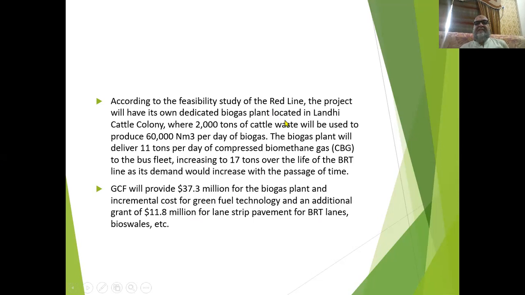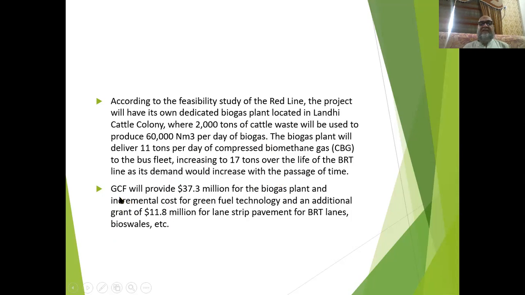In this, they have done the following: the project has its own biogas plant located in Landhi Cattle Colony, Bhains Colony, as it is commonly known, where 2000 tons of cattle waste will be used to produce 60,000 cubic meters per day of biogas. The biogas plant will deliver 11 tons per day of compressed biomethane gas to the bus fleet, increasing to 17 tons over the life of the BRT line as demand increases with the passage of time.